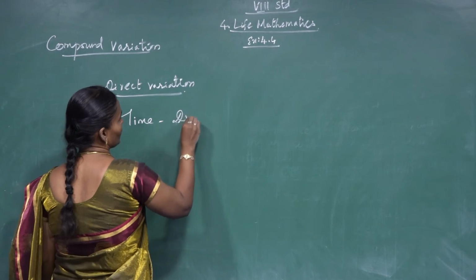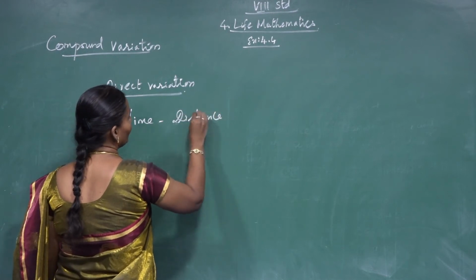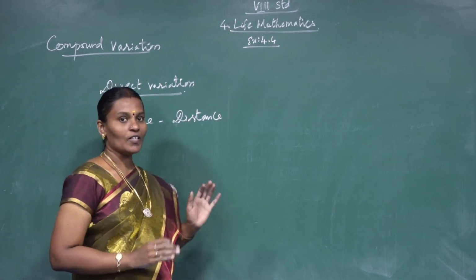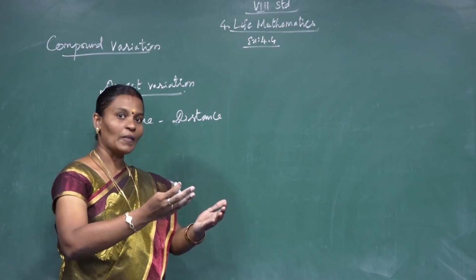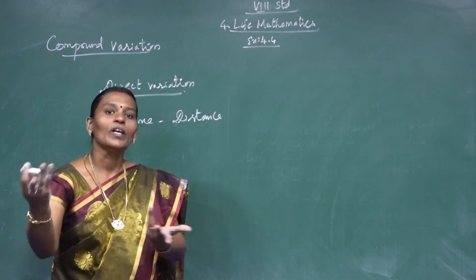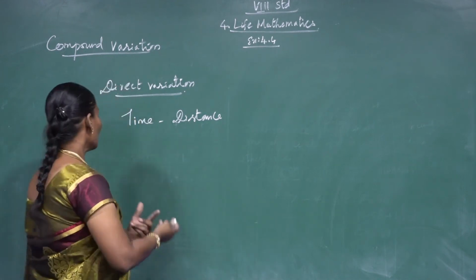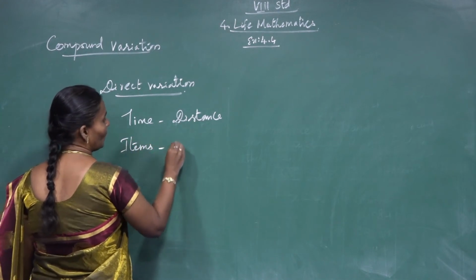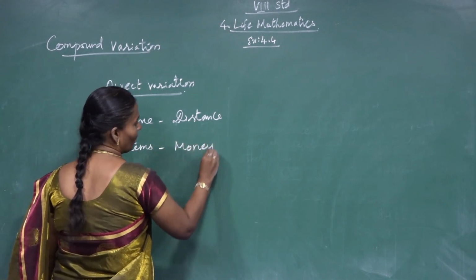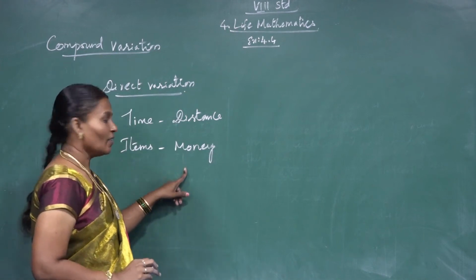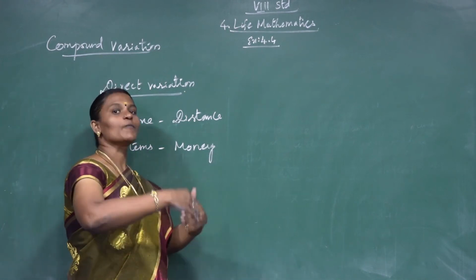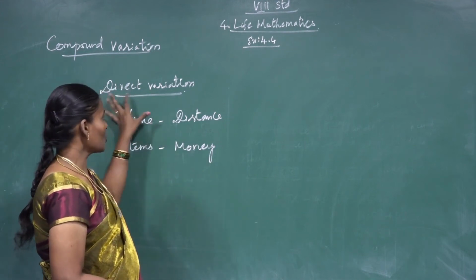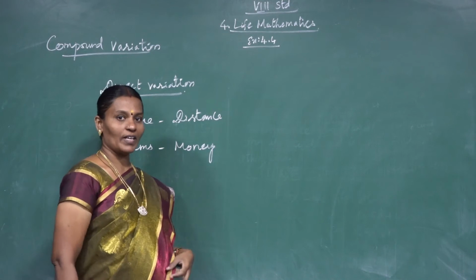Then purchasing quantity. If items increase, the spending money also increases. So items, money. If items increase, the spending money also increases. So this type of variation is called a direct variation.